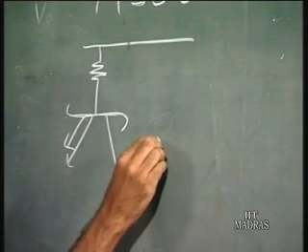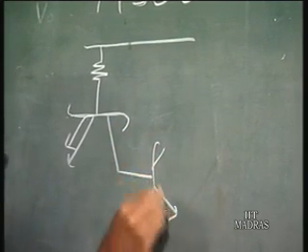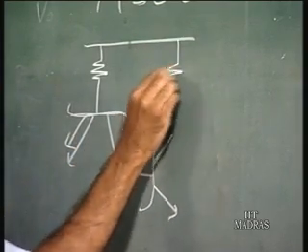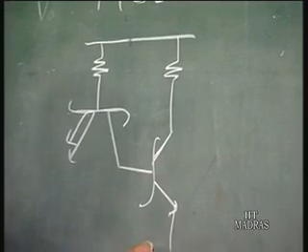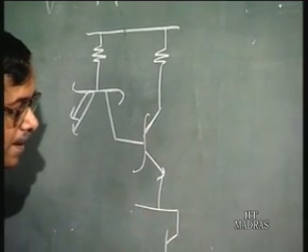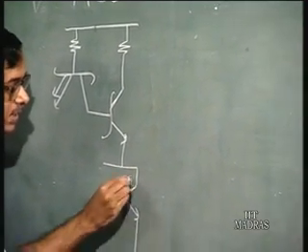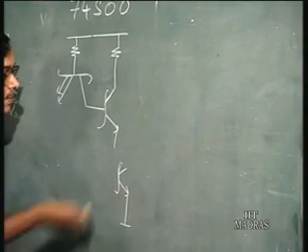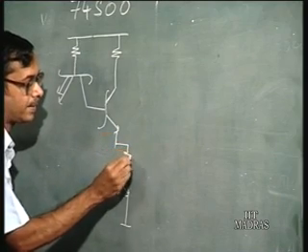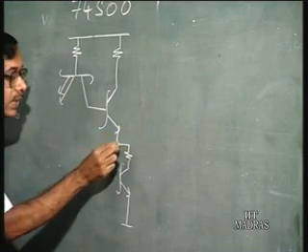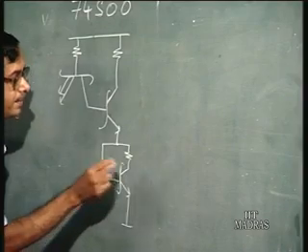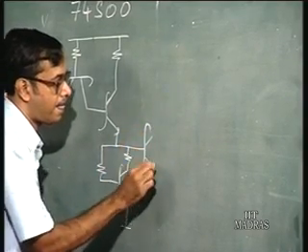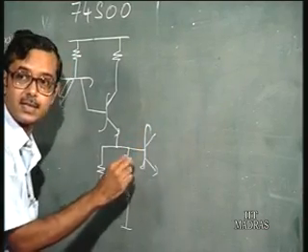It is quite obvious by the name, Schottky TTL, that this uses Schottky transistors. We have already studied what a Schottky transistor is. This is the symbol of the Schottky transistor, as you well know. You will see that this looks like an S.